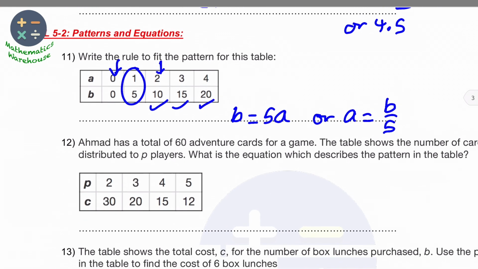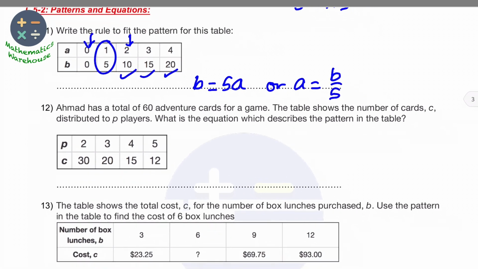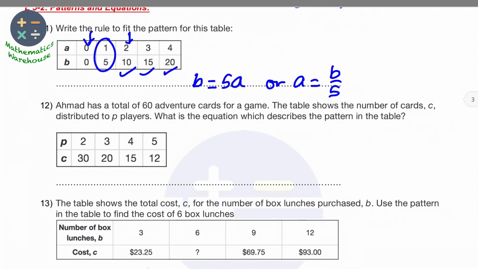Next question. Ahmed has a total of 60 adventure cards. The table shows the number of cards C distributed to P players. What is the equation which describes the pattern in the table? When P equals 2, C equals 30. When P equals 3, C equals 20. When P equals 4, C equals 15.